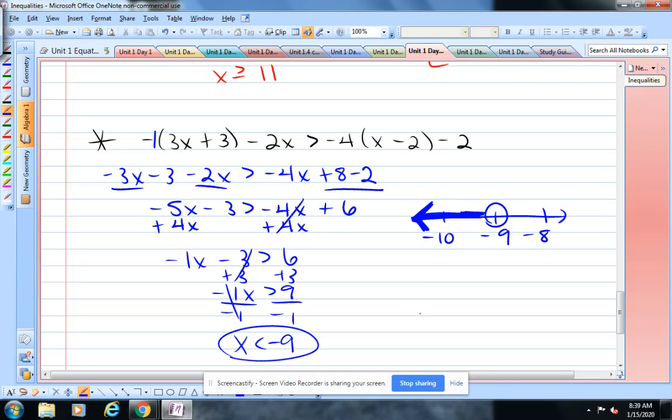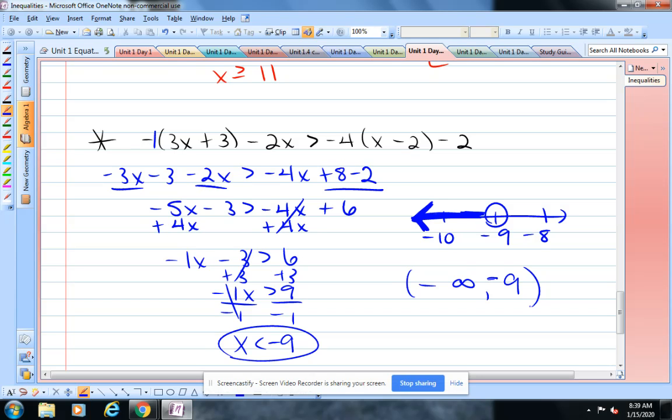Okay. Left boundary. Negative infinity, comma, right boundary. -9. Parentheses or bracket? Parentheses. Raise your hand if you got that right. I can't raise my hand. I missed it. I don't get the parentheses and the bracket.